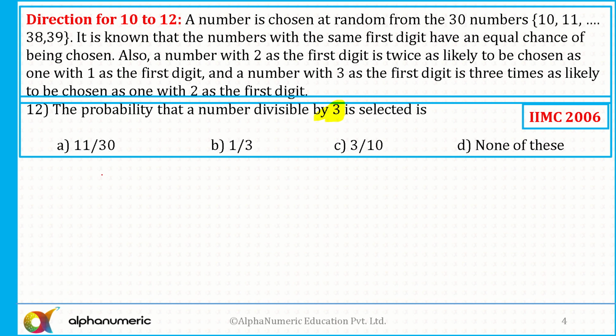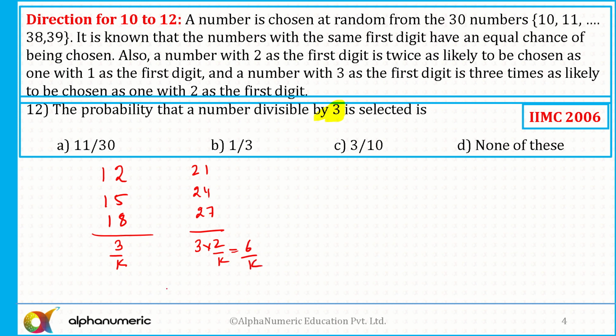How many numbers are there which are divisible by 3 and start with 1? That is 12, 15 and 18. Three numbers, and for each of them the probability is 1 by k. So for three of them it is 3 into 1 by k, which is equal to 3 by k. Now, numbers starting with 2 and divisible by 3: 21, 24, 27, again three numbers, and for each the probability is 2 by k. So 3 into 2 by k is equal to 6 by k.